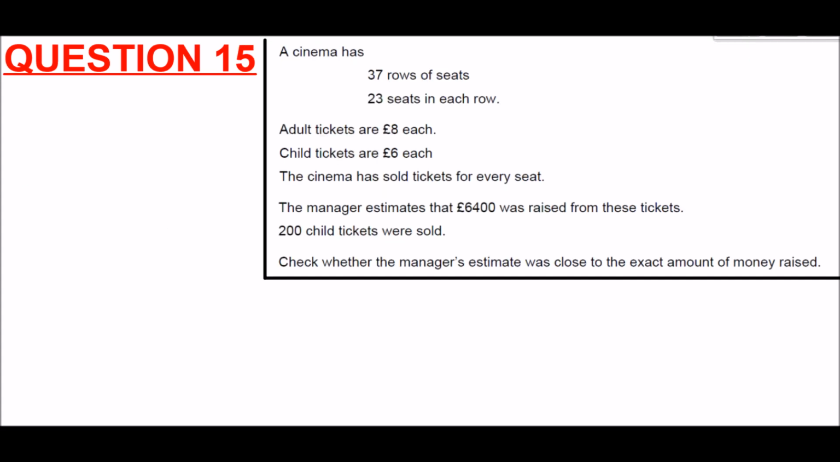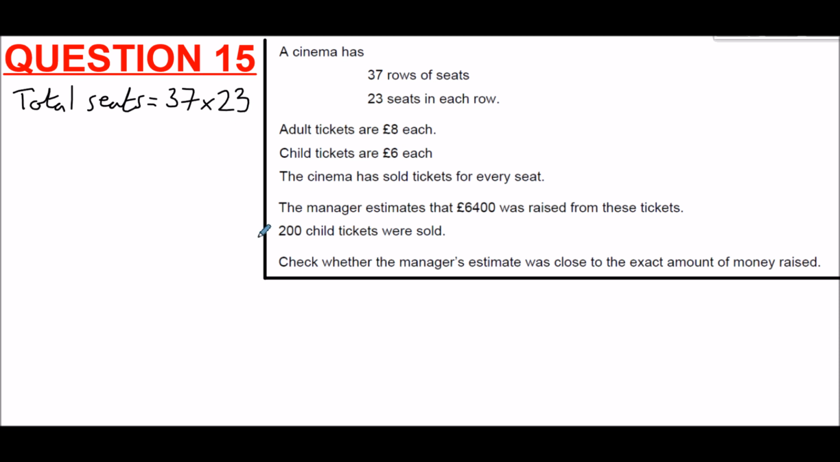Question 15. A cinema's got 37 rows of seats, and there's 23 seats in each row. And so, first of all, what we could do is work out the total number of seats. So the total number of seats will be 37 multiplied by 23.